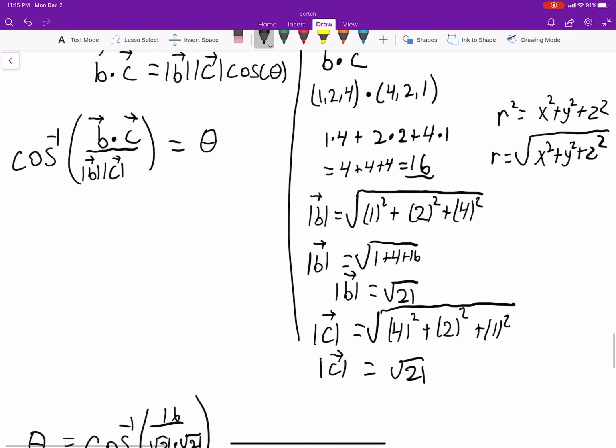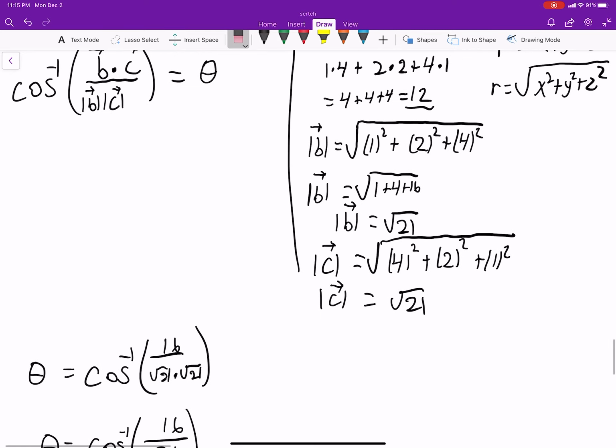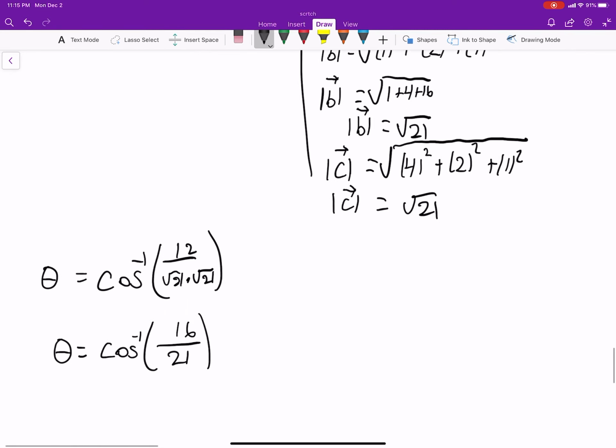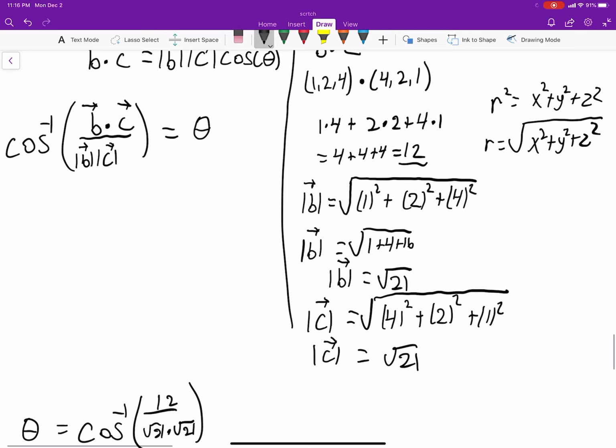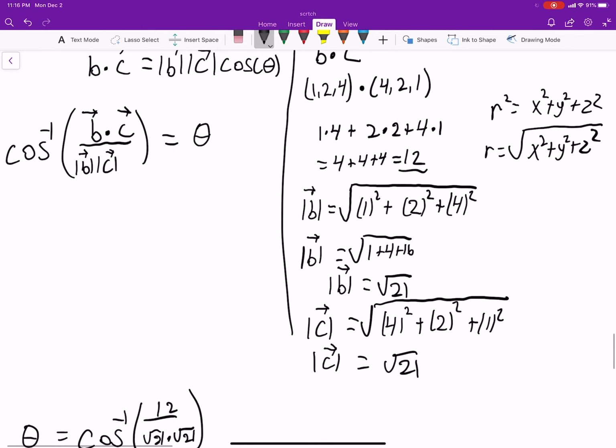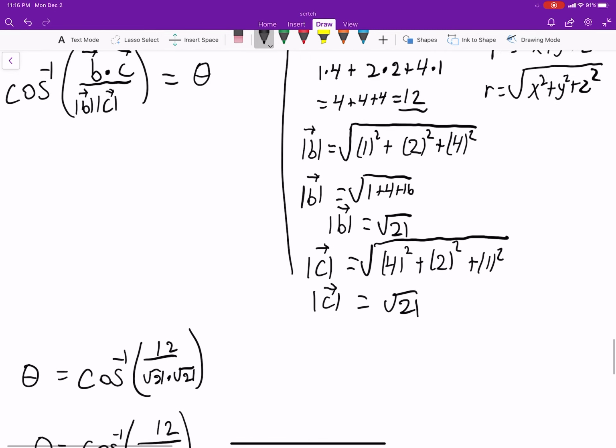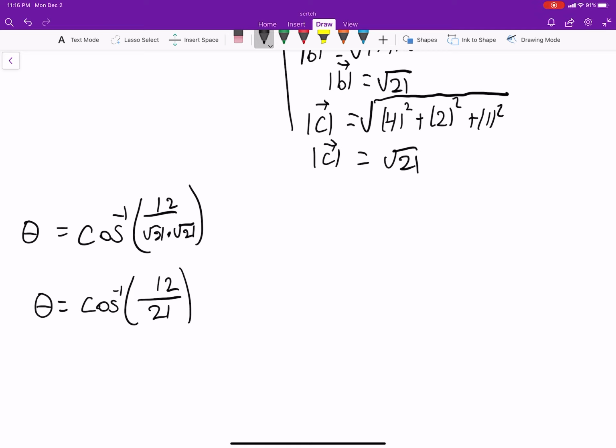I'm sorry, this isn't 16, this is 12. My bad. Guess I saw an extra 4 there. 4 plus 4 plus 4 is 12, not 16. Okay. Everything else seems to match up with the notes, so that's our theta.